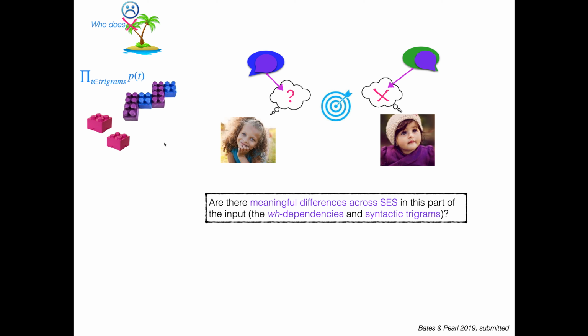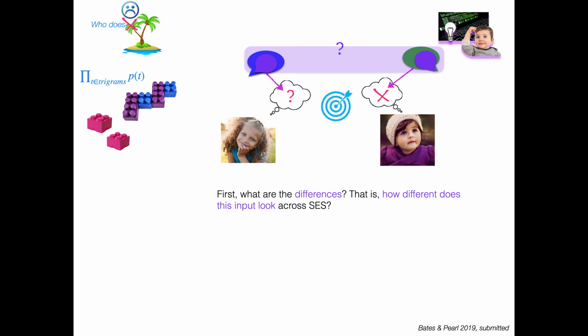Here's the question. Are there meaningful differences across SES in this part of the input, that is the wh-dependencies and syntactic diagrams that this learning theory, embedded in the developmental computational models, says are important in order to develop syntactic island knowledge? Well, okay. Let's first step back for a moment. What are the differences in this part of the input? That is, how different does this input look actually across SES?